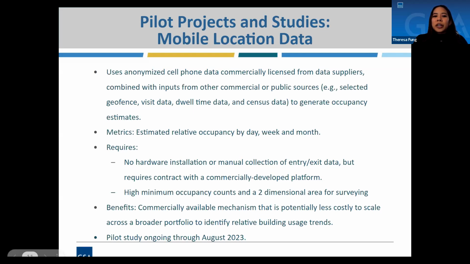The benefits of that, because it's commercially available, is that you don't have to install anything. There's no manual collection or review of entry or exit of specific individuals. And it's lower cost because it's something that is already out there commercially. Some of the drawbacks is that because it's an estimate and this anonymized cell phone data is not available for every device or every person, it really is an estimate. It can't give you this exact granularity of information or the same level of accuracy as a sensor or badge swipe that's actually counting the number of people.